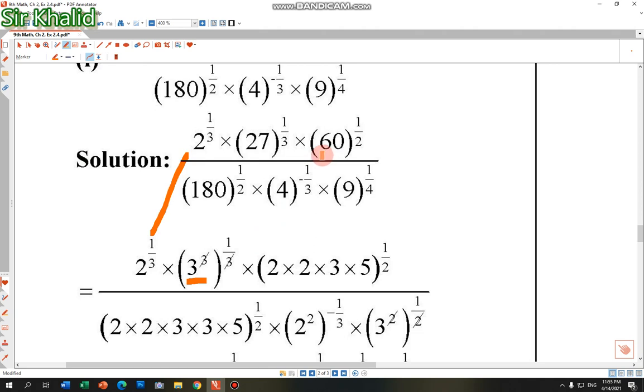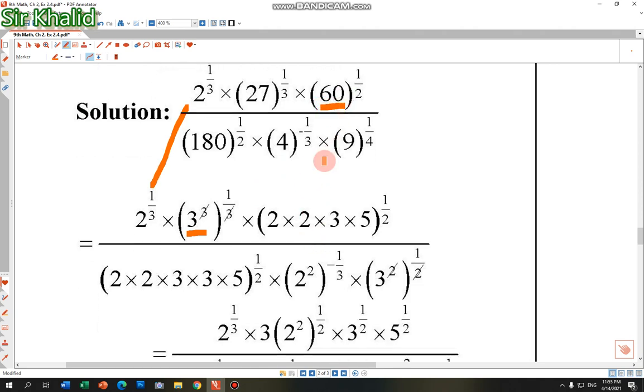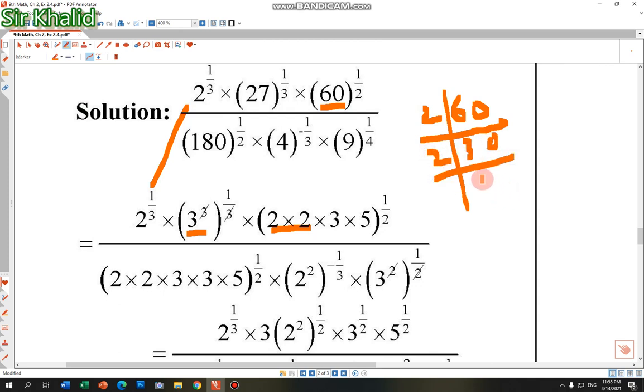Now let us factorize 60. 2 twos are 4, 4 threes are 12, 12 fives are 60. So I factorize this 60 with the help of prime factors. You know 2 threes are 6, 2 ones are 2, 2 fives are 10, and 3 fives are 15. So these are the factors of 60: 2 multiplied by 2 multiplied by 3 multiplied by 5, to the power 1/2.